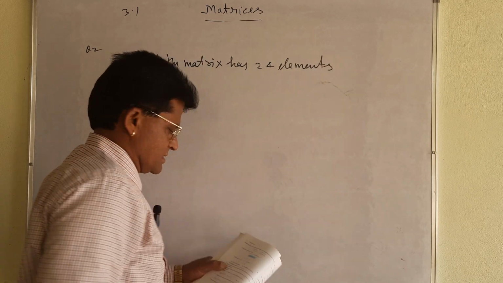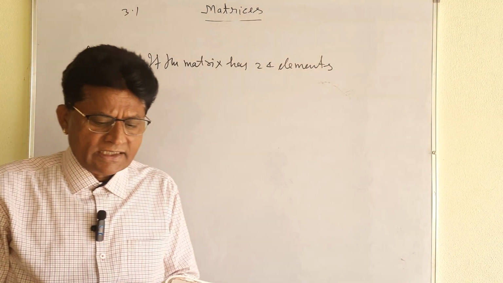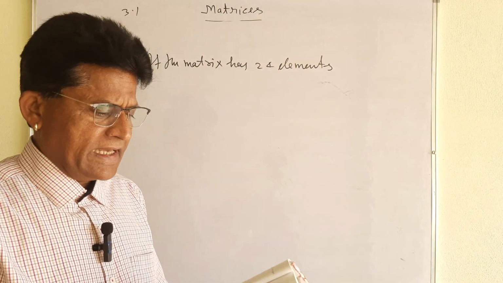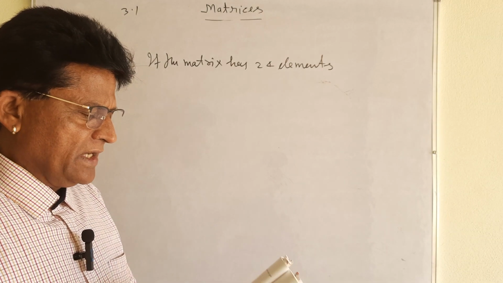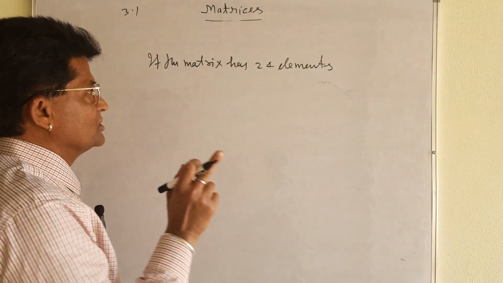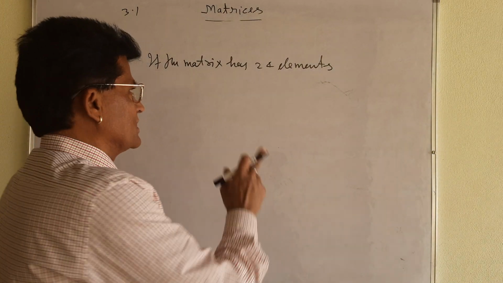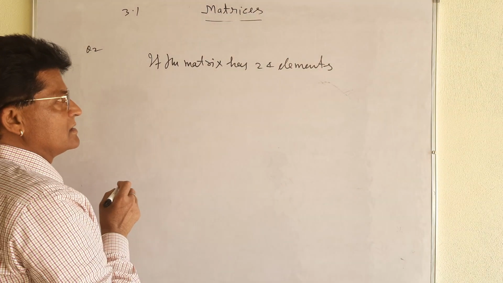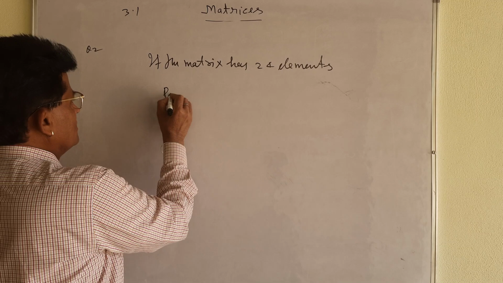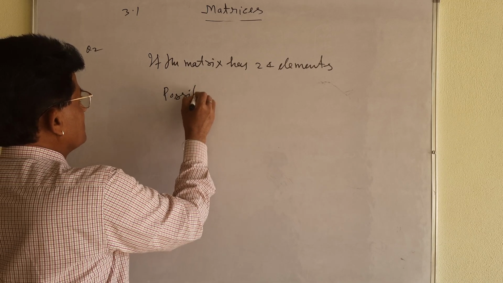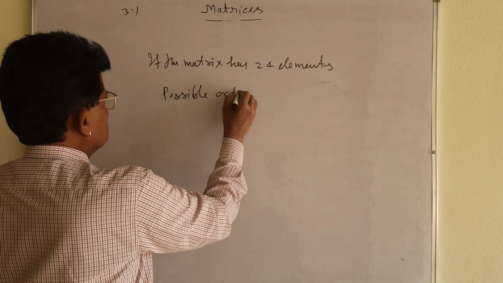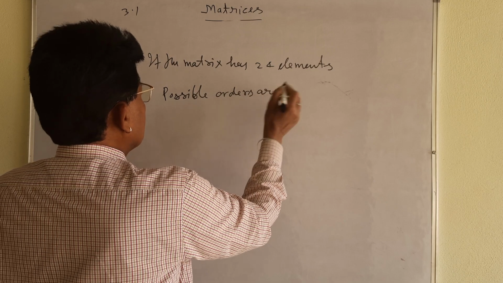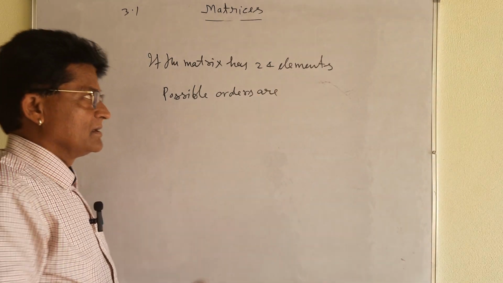24 elements. The question is given in your book. What are the possible orders it can have? Why, if it has 13 elements? If the total elements are 24, what are the possible orders?